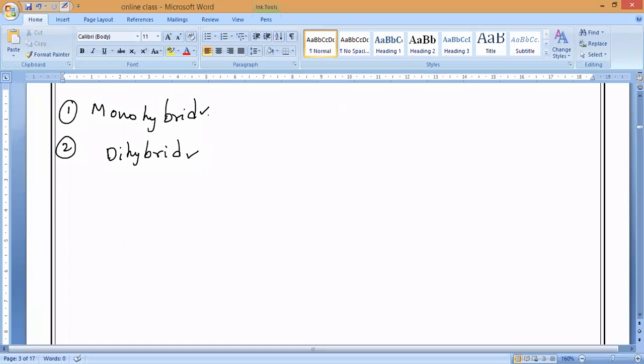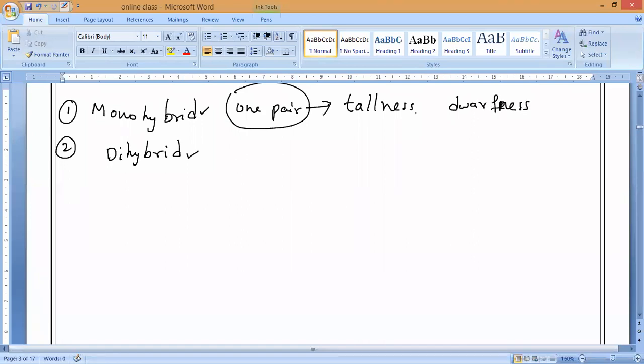Now, if we take monohybrid inheritance, we take only one pair of contrasting characteristics. For example, he has taken a plant with tallness and, as well as what, dwarfness. So this is one pair of contrasting characteristics. If you cross them, that is what we call monohybrid inheritance.